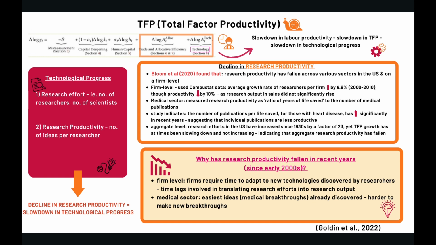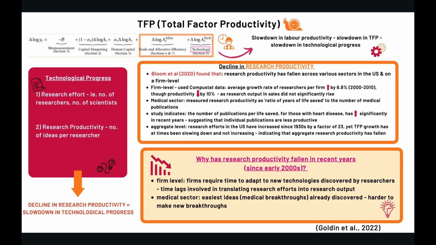Within the medical sector, they measured research productivity as a ratio of the number of years of life saved to the number of medical publications issued, and their study indicated that the number of publications per life saved for those with heart disease has increased in recent years, suggesting that individual publications are becoming less productive. They studied this trend to continue into the late 2010s.